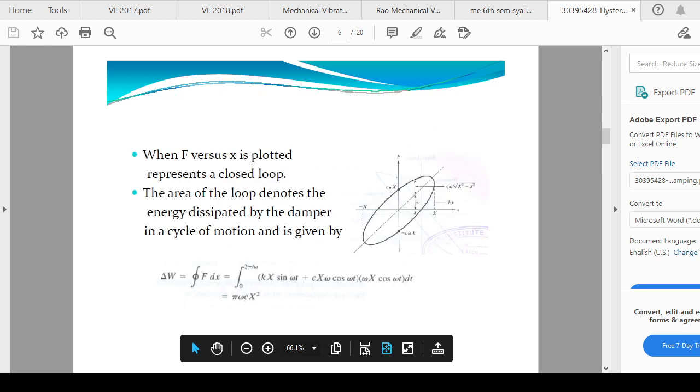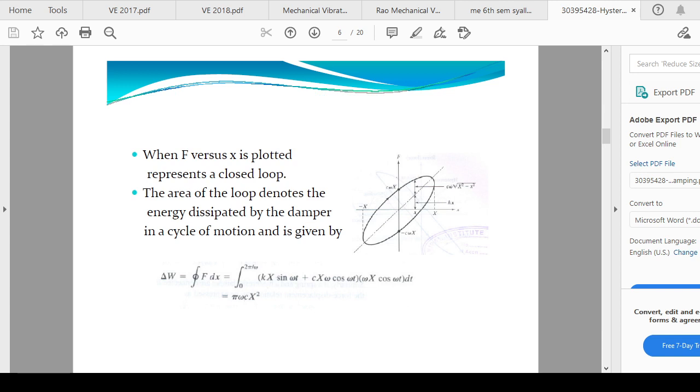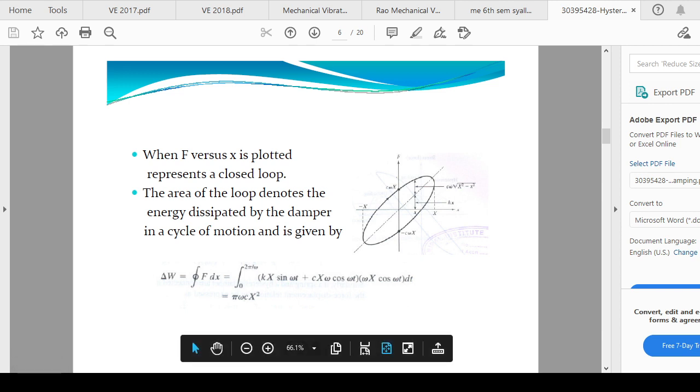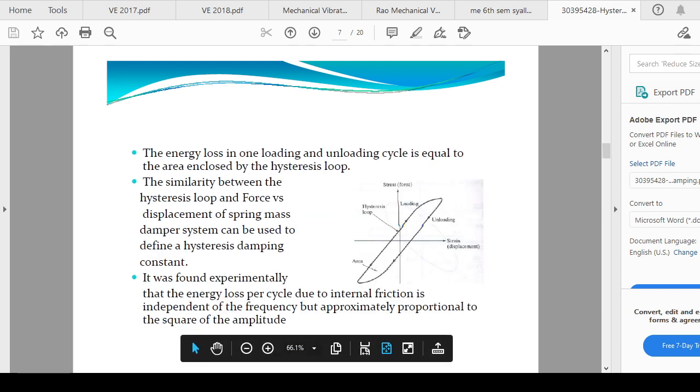For that, the force can be calculated as kx plus or minus c omega under root X square minus x square. If you plot the force versus displacement curve, it will be a closed loop, and the area of the loop denotes the energy dissipated by the damper in a cycle of motion, given by this equation. The whole reference we are keeping is from S.S. Rao's book of Mechanical Vibration.